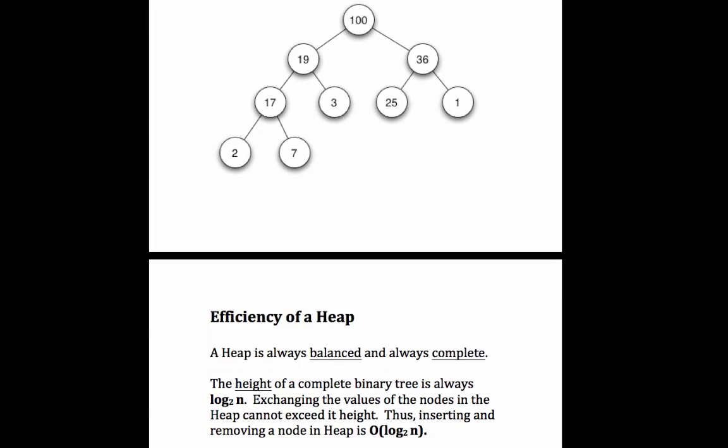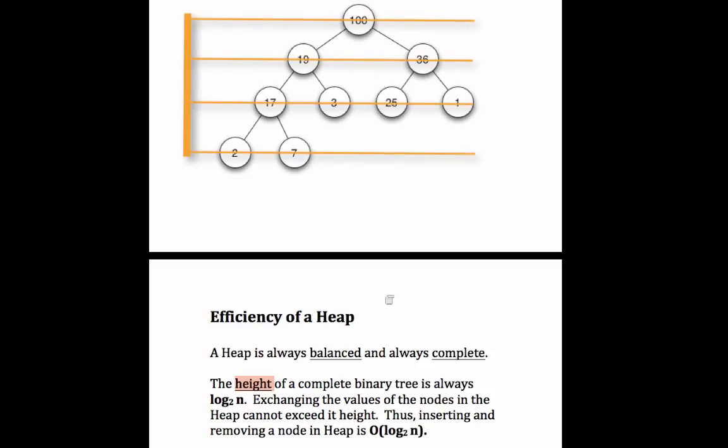Let's talk about the efficiency of heaps in general. So remember, a heap must be always balanced and always complete, and that is a very efficient binary tree. If you remember again the video on binary trees, we discussed the concept of height, and it is the distance from any given node to its root. So the height of this heap is 3 because I have 1 level, 2 levels, and 3 levels, which is the distance from 2 to 100.